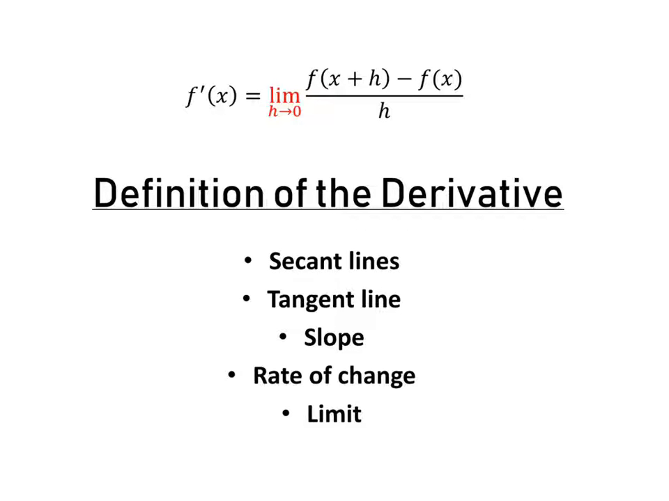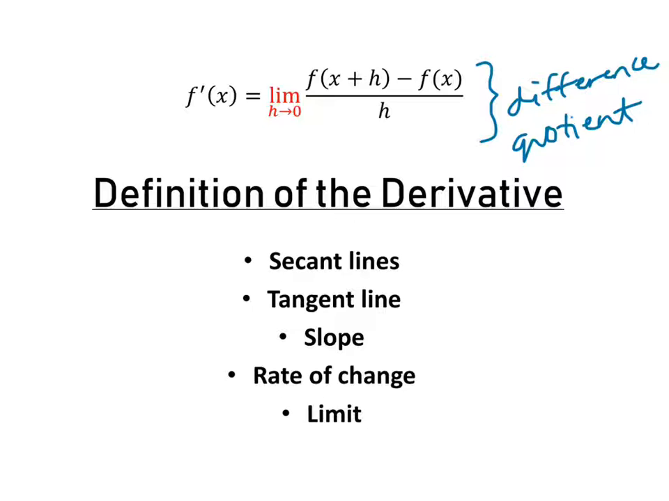This video will discuss the interpretation of the definition of the derivative of a function f. We will use this limit definition as h approaches 0 of the expression, which is called a difference quotient, which represents a slope between 2 points.